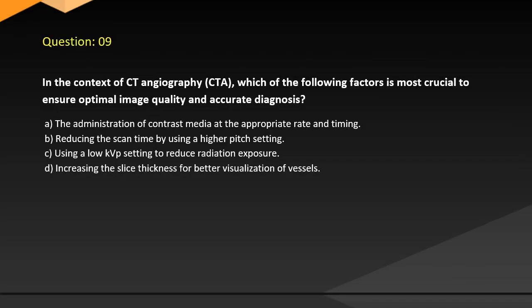Question 9. In the context of CT angiography, CTA, which of the following factors is most crucial to ensure optimal image quality and accurate diagnosis? A. The administration of contrast media at the appropriate rate and timing. B. Reducing the scan time by using a higher pitch setting. C. Using a low kVp setting to reduce radiation exposure. D. Increasing the slice thickness for better visualization of vessels.